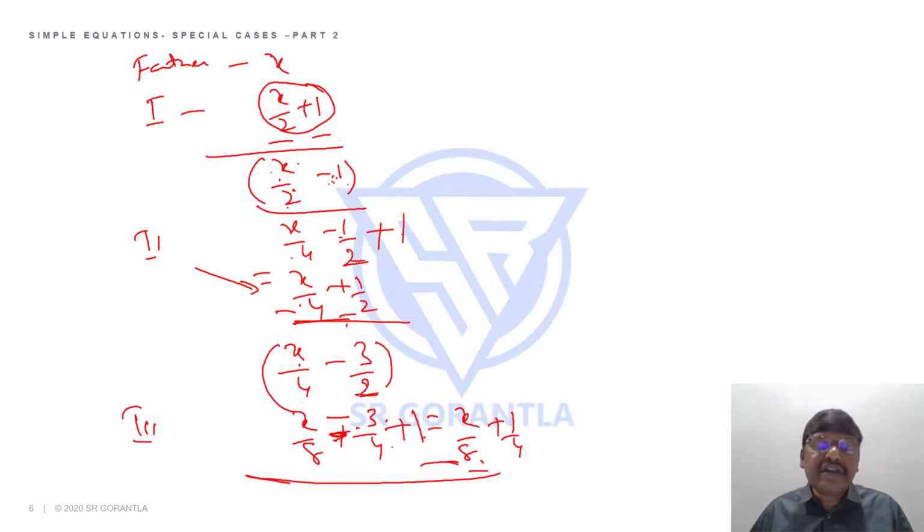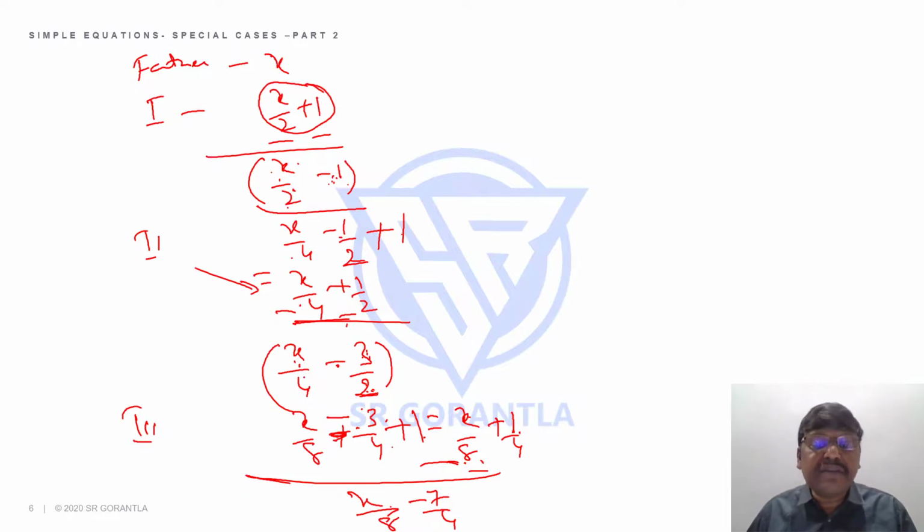Again x by 4 minus x by 8 is x by 8, and minus 3 by 2 minus 1 by 4. Students, 3 by 2 means comparison of fractions. I said in speed maths, even while adding fractions, you should equate the denominators. 3 by 2 can be written as 6 by 4, so minus 6 by 4 minus 1 by 4 means minus 7 by 4. This is what is left.